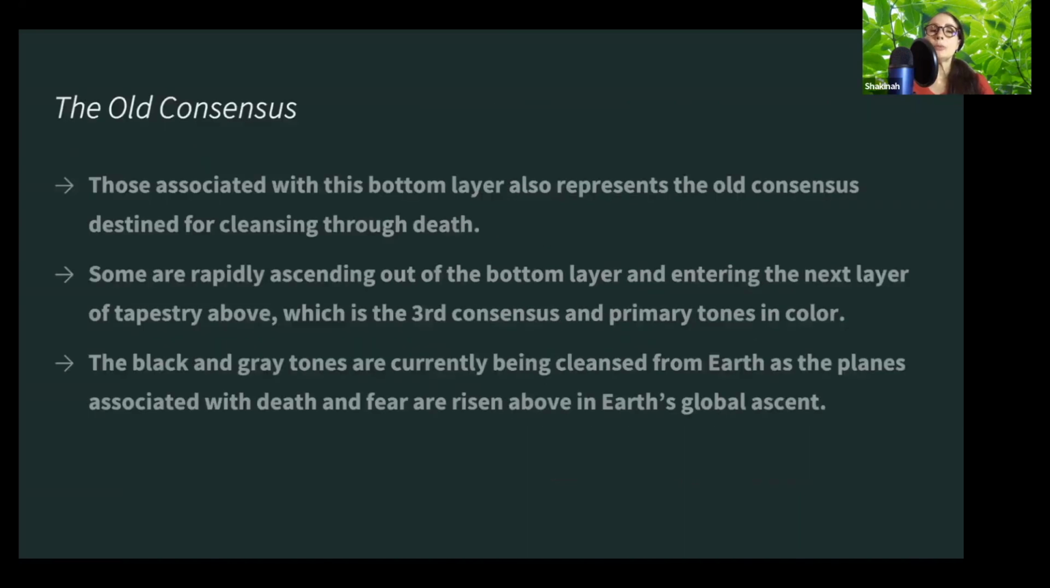Those associated with this bottom layer also represent the old consensus destined for cleansing through death. Some are rapidly ascending out of the bottom layer and entering the next layer of tapestry above, which is the third consensus and primary tones in color. The black and gray tones are currently being cleansed from Earth as the planes associated with death and fear are risen above in Earth's global ascent.